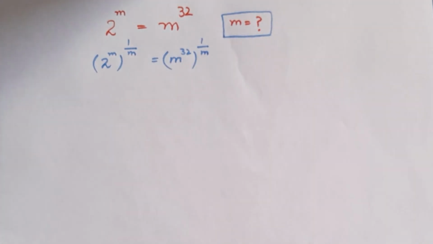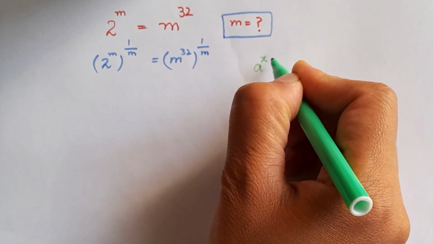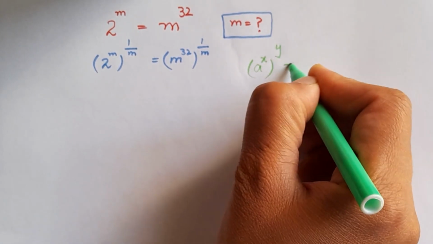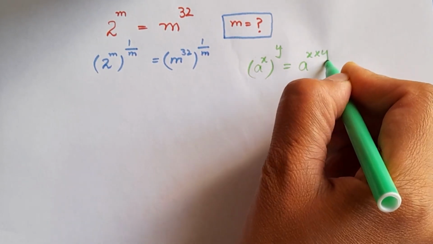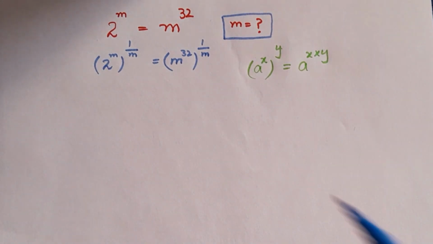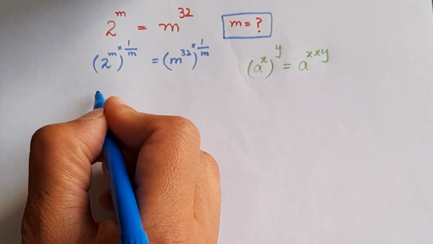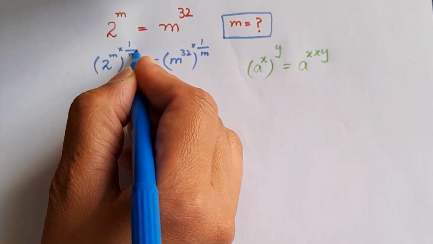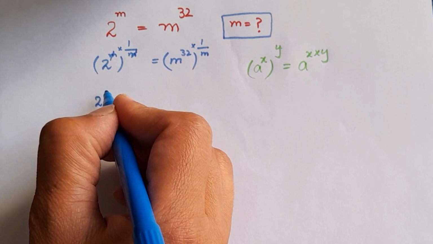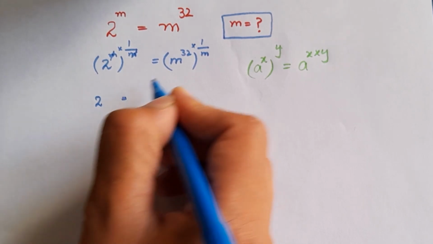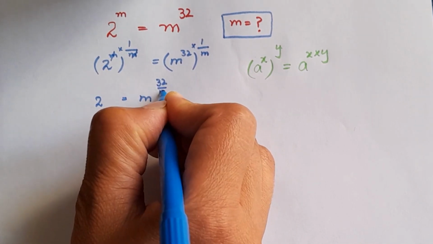Here we are going to apply the power of a power rule, which says if a raised to power x, to the power y, then this is equal to a raised to power x times y. So using this rule, we can multiply these two powers. This will be equal to 2 to the power, this m and this m will be cancelled out. We are left with 2 to the power 1, which is 2 again, is equal to m to the power 32 times 1 is 32 divided by m.